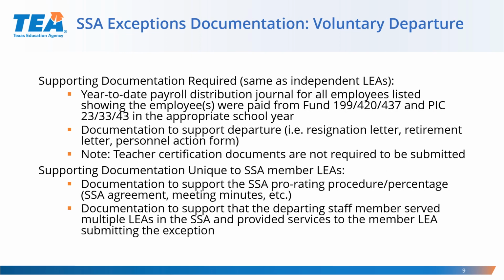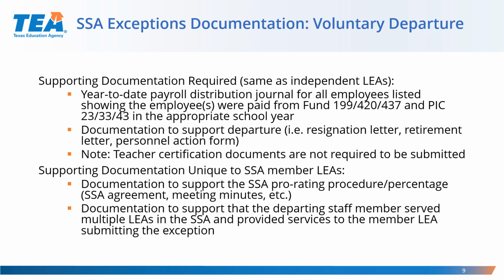What documentation is required for voluntary departure? The documentation is the same as independent LEAs. A year-to-date payroll distribution journal for all employees listed showing the employees were paid from Fund 199, 420, 437, and PIC 23, 33, 43 in the appropriate school year. In addition, documentation to support departure, such as a resignation letter, retirement letter, or personnel action form.